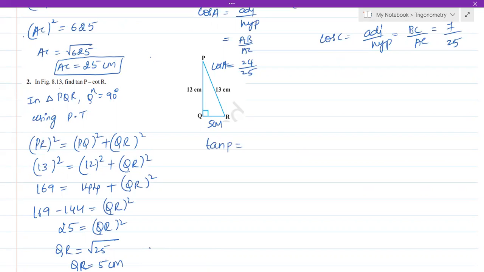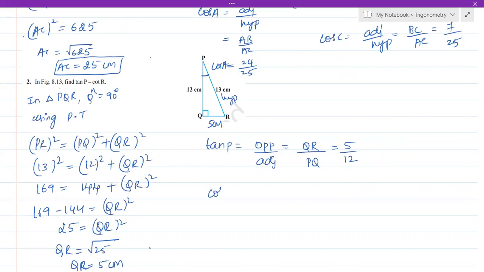See, what is tan? Tan is opposite by adjacent. That's the formula, right? Now, tan P, meaning the angle is at P. If the angle is at P, which is the opposite? QR is the opposite. Which is the adjacent? PQ will be the adjacent because this will be the hypotenuse always. So if P is the angle, the opposite side is QR and the remaining will be the adjacent. So QR is 5, PQ is 12.